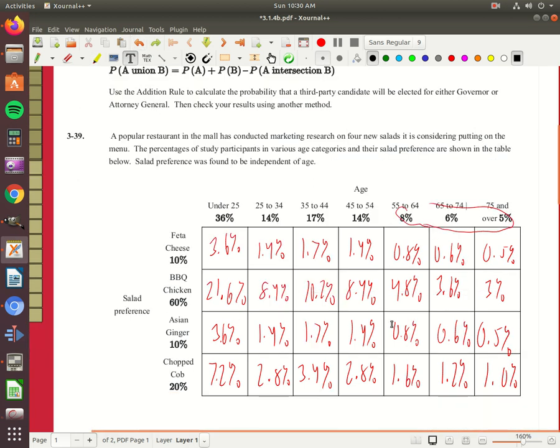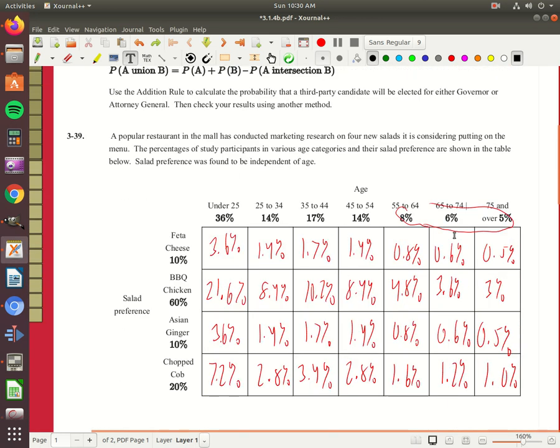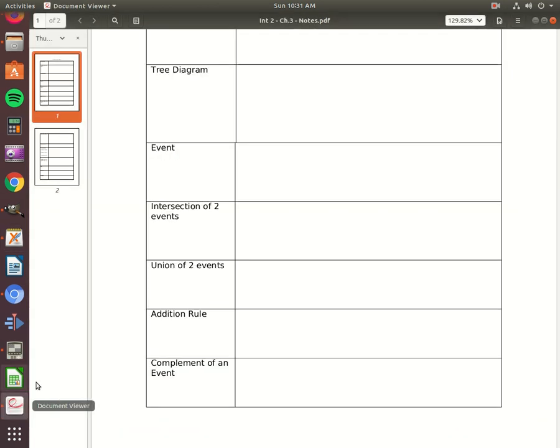So what percentage of the people are under 75 years old? It's 36 plus 14 is 50, 67, 81, 89, 95. So if I just add up 36, 14, 17, 14, 8, and 6, I get 95%. Question E says, is there another way to do it? Well, there's 100% of the people, 5% of them are older than 75, so the other 95% must be less, and that is known as the complement.